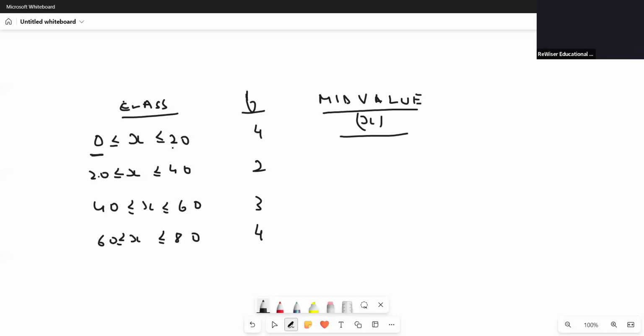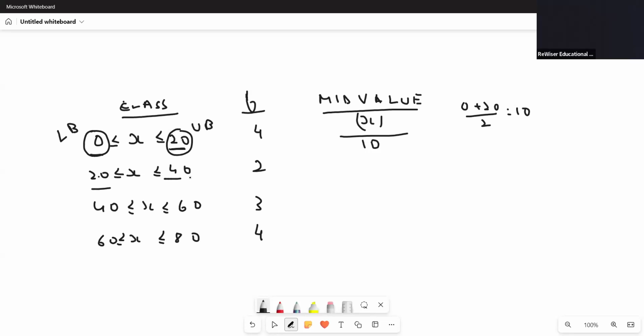So if I want to get the mid value, I'll take this, which is called the lower boundary of a class, and this is called the upper boundary of a class. If I have to get the middlemost value, I have to do lower boundary plus upper boundary divided by 2. In this case, I get 0 plus 20 divided by 2, so that's 10. So the middlemost value for this is 10.